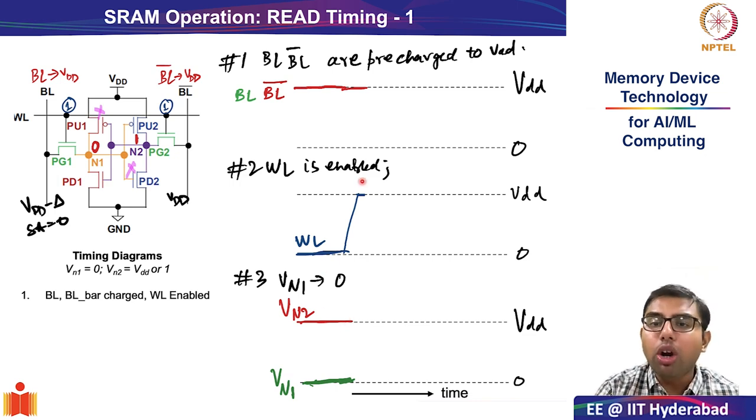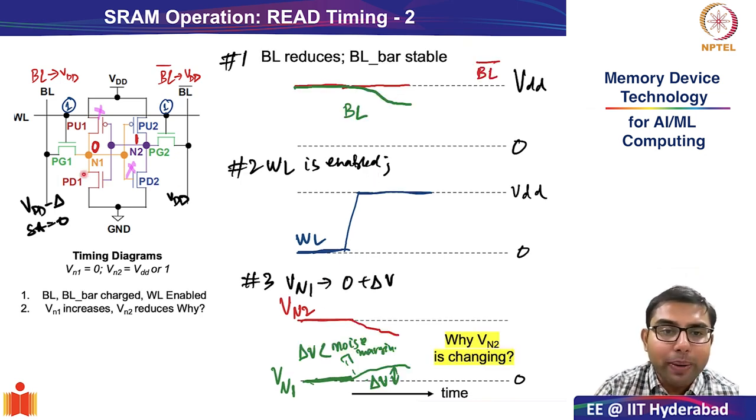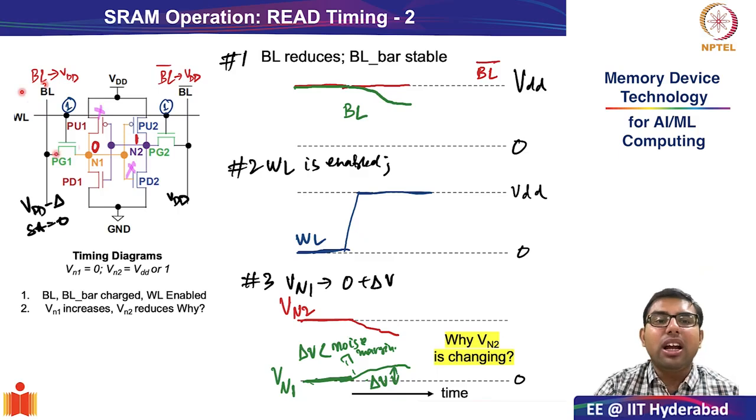The moment you turn on the word line, you would expect that a read current will start flowing from your PG1 into PD1, resulting in a discharge of your bit line. And that is what is represented over here. There will be a discharge in the bit line. You see, there is this bit line, and that is effectively getting discharged. Discharge means the value is going to reduce from VDD to VDD minus delta.